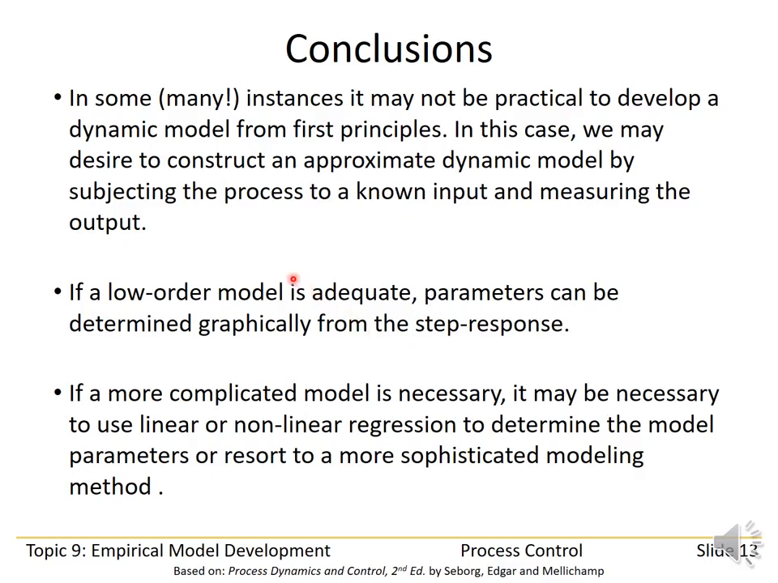Okay, to conclude our discussion of empirical model development, in some cases it may not be practical to develop a dynamic model of a process from first principles. In this case, we can construct an approximate dynamic model by subjecting the process to a known input and measuring the output. If a low-order model is adequate, like first order plus time delay or second order plus time delay, parameters can be determined graphically from the step response curve. If a more complicated model is necessary, it may be necessary to use regression to determine the model parameters or resort to a more sophisticated modeling method.